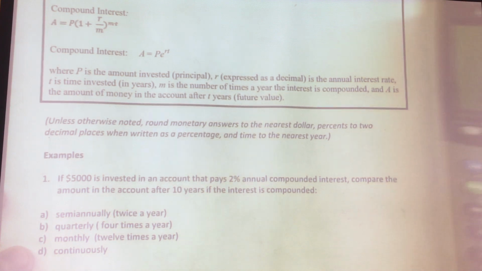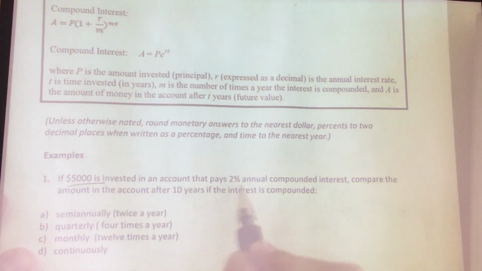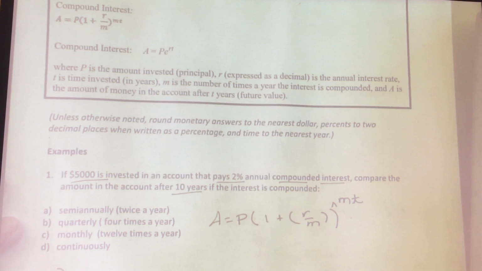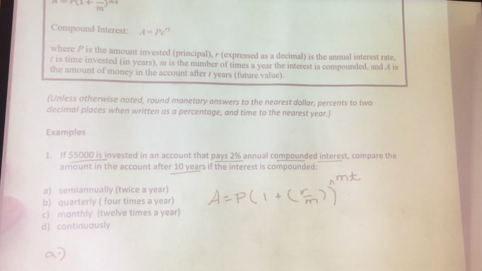If $5,000 is invested in an account that pays 2% compound interest, compare the amount in the account after 10 years if the interest is compounded semi-annually. So for these problems, you can use the compound interest formula and just plug in the numbers, or you can use the calculator, and I will use the calculator to solve these compounded problems.